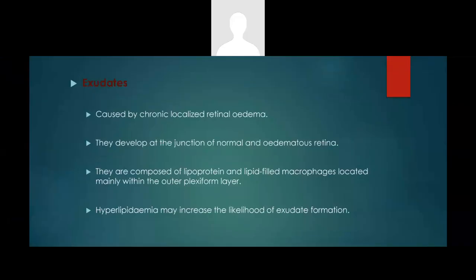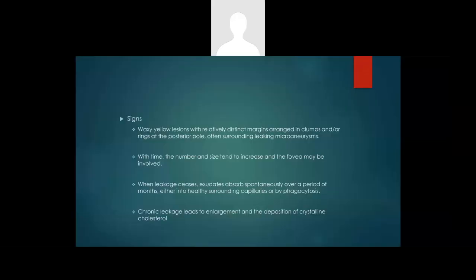Now next, coming to the exudates. Hard exudates are usually caused by chronic localized retinal edema, and they develop at the junction of normal and edematous retina. They are usually composed of lipoprotein and lipid-filled macrophages. They are located in the outer plexiform layer, and hyperlipidemia is a major cause of exudate formation.